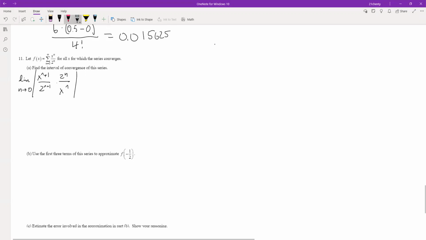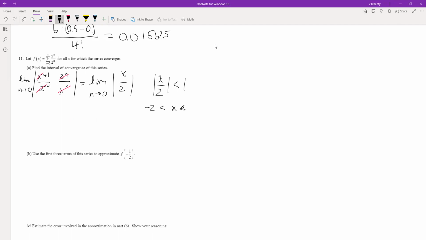And so you could do a lot of canceling here. Basically just left with a limit, as n approaches infinity, of x over 2. So that means x over 2, or the absolute value of that, must be less than 1, or x must be between -2 and 2. And so now we'll test the endpoints, starting with x equals -2.